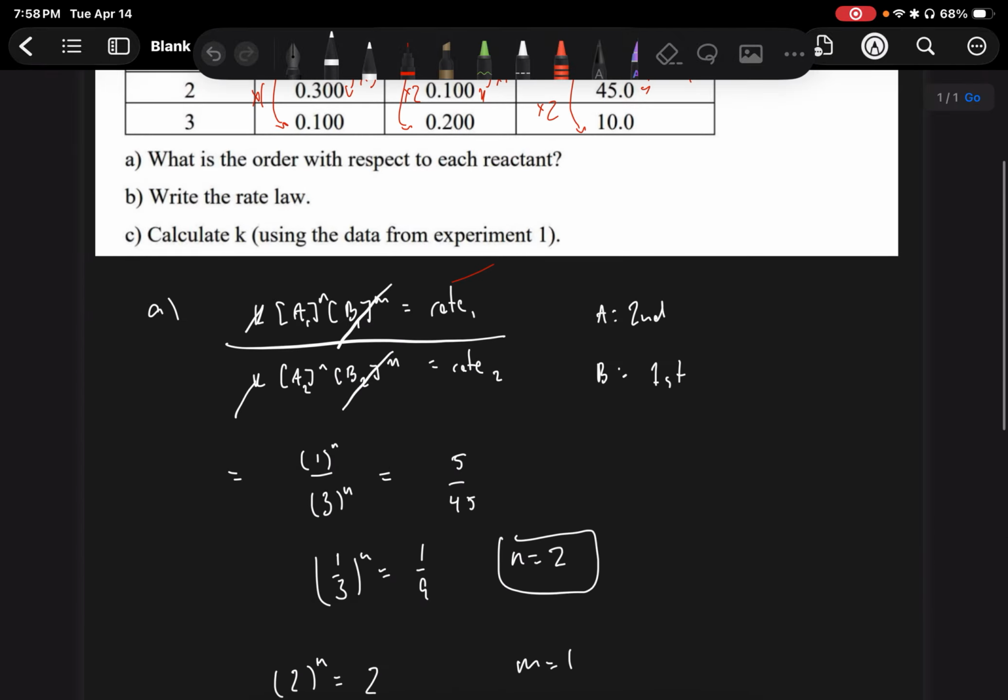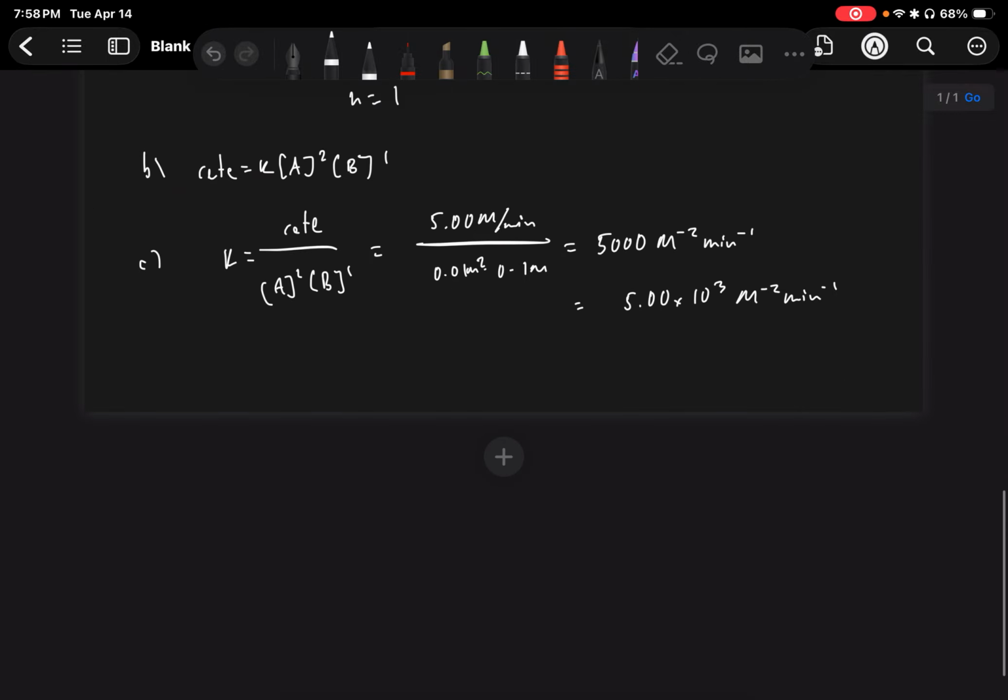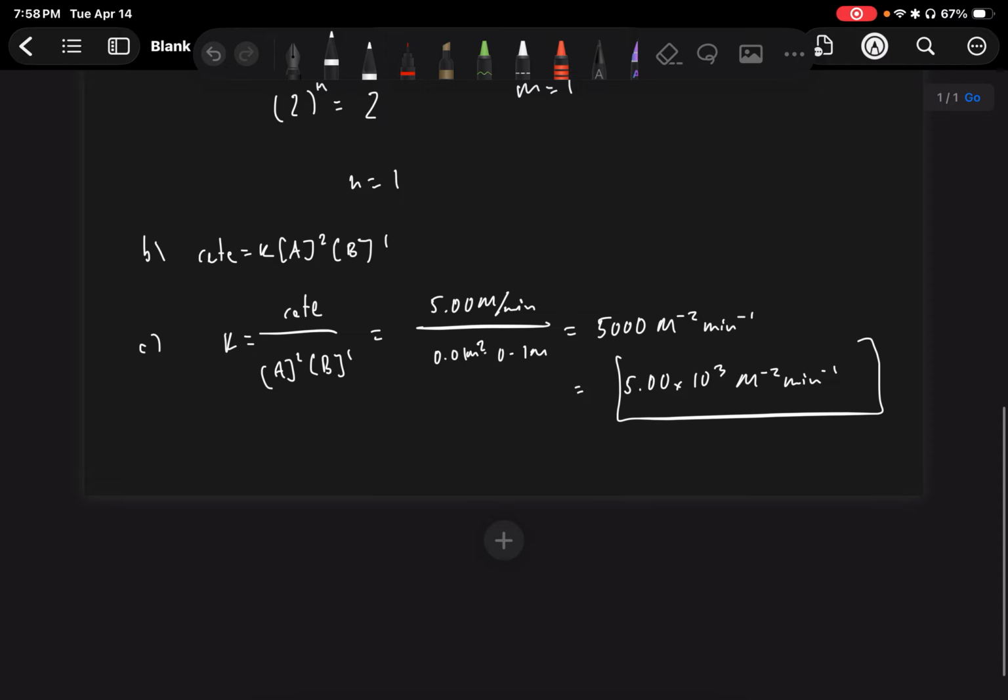Yeah, because the overall order would be, so it'll always be min to the negative 1, but this will be negative 3 plus 1 equals negative 2. So it'll be M to the negative 2. Yeah, there you go. That makes sense. That's our first answer. Let's move on to the next.